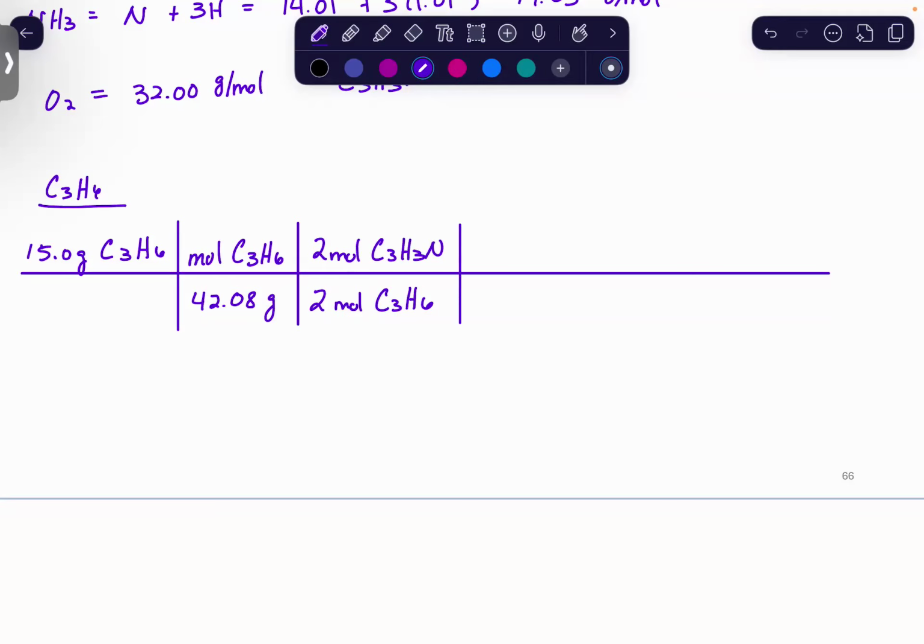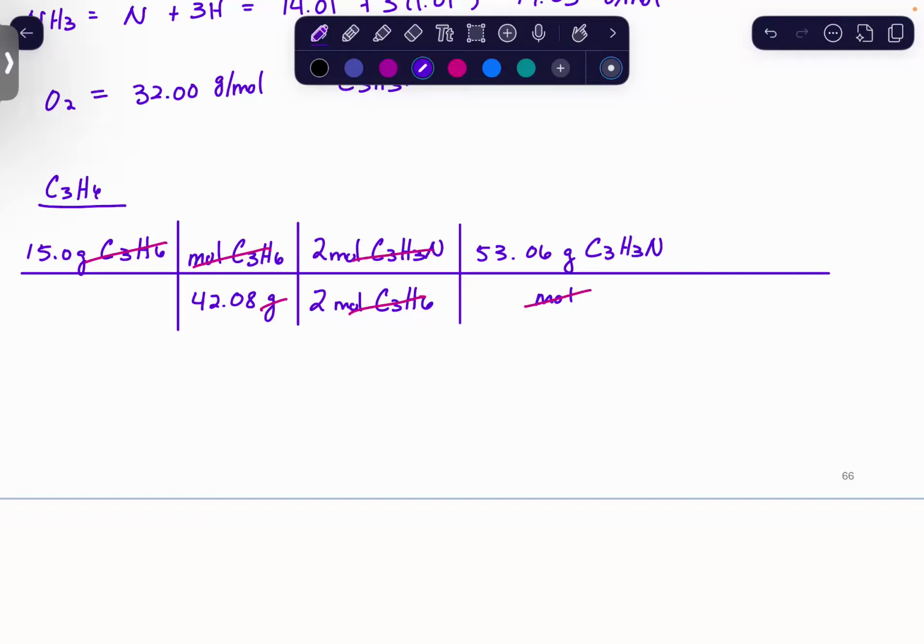Technically, yes. But for right now, I want you writing it in because I want to make sure you're doing the proper ratios. And now that I have moles, grams cancels out, moles of propene cancels out. I need to take moles of acrylonitrile to grams. So I'm going to use its molar mass, 53.06 grams of acrylonitrile per mole. And of course, moles of acrylonitrile cancels.